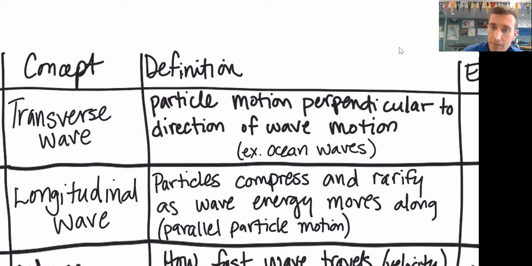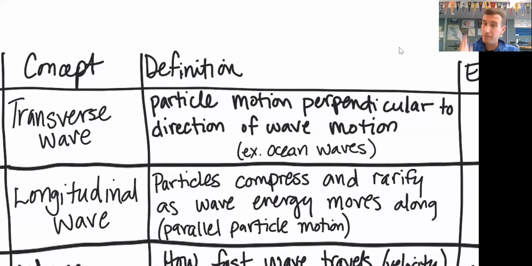A transverse wave is when the particle motion is perpendicular to the direction of the wave motion. So the wave motion, the energy, is being transferred this way, and the particles are moving up and down as the energy is being transferred through. An example of this might be an ocean wave, where the ocean goes up and down, that makes a wave, as the energy goes through the water that way.